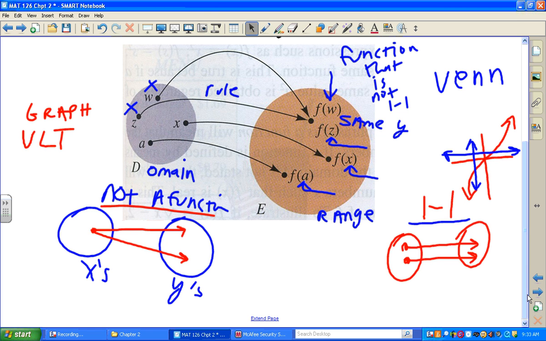All right, any questions about the Venn diagram? Nice job, by the way. Any questions? Moving on.